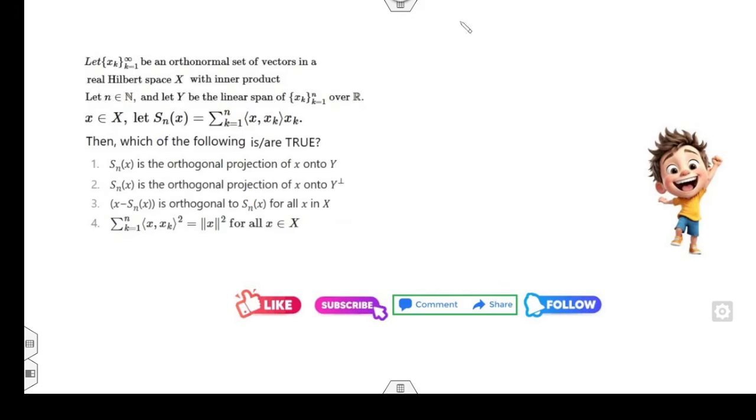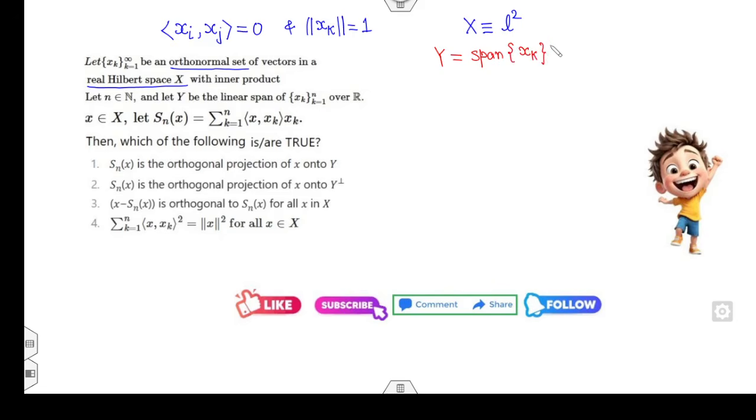Okay, look at this another one. The xk are an orthonormal set. What is the meaning of an orthonormal set? If I say ⟨xi, xj⟩ it will be 0, and the norm of each xk must be 1. It is given to you as a real Hilbert space. For x you can take any Hilbert space, you can even take L2, the choice is yours. Y is the span of xk, where k varies from 1 to n.